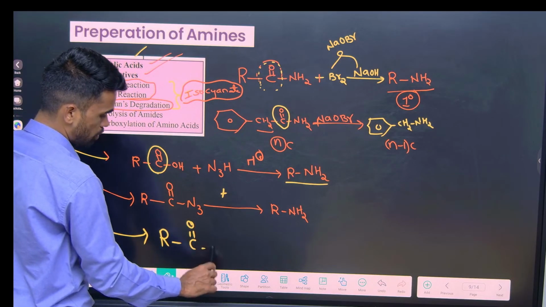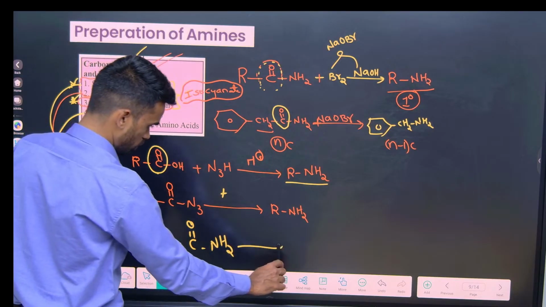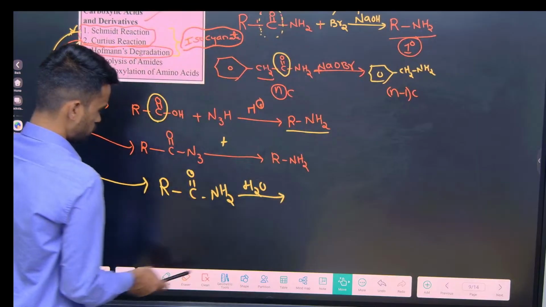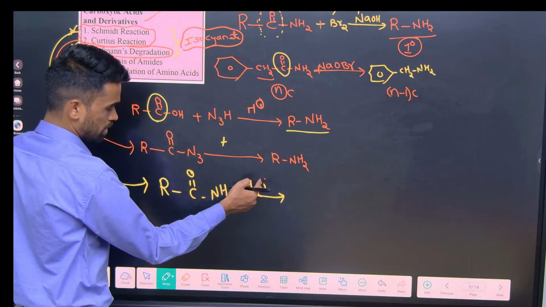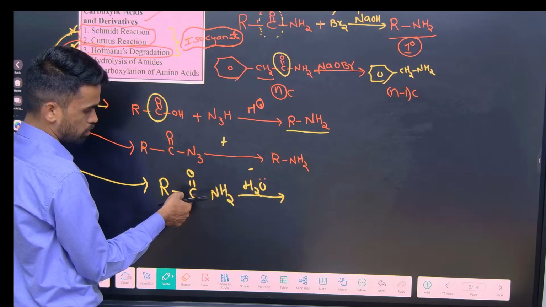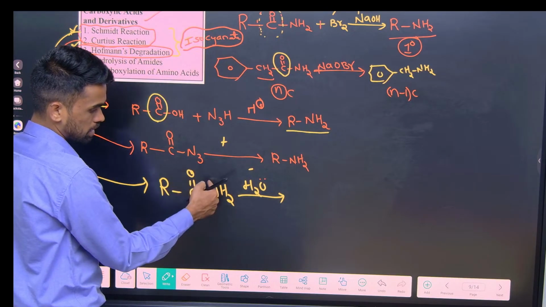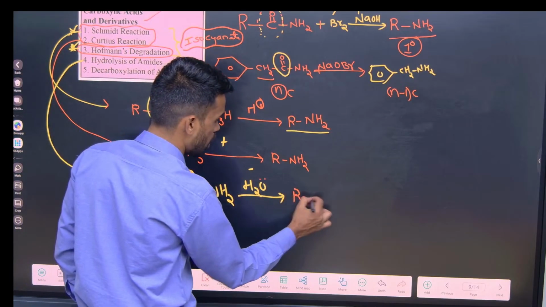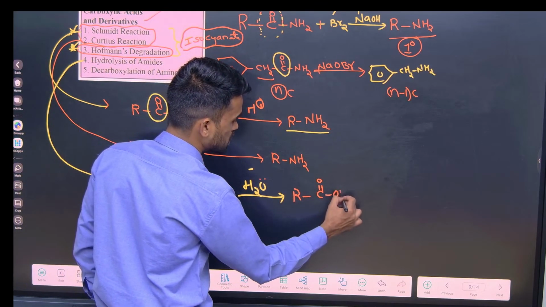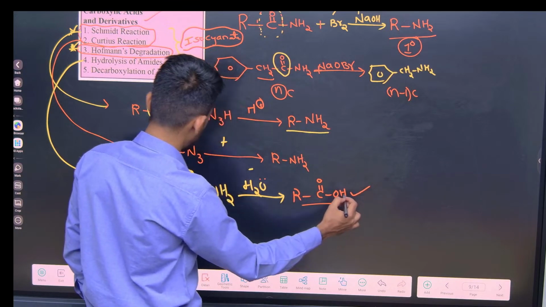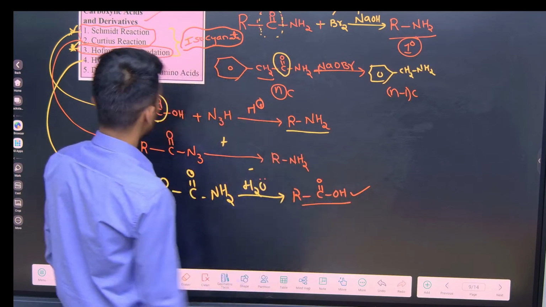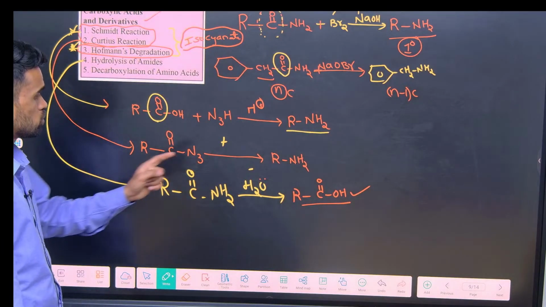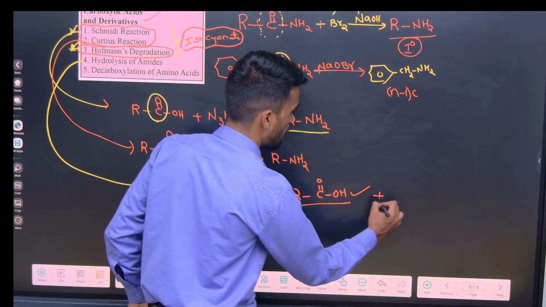What is this? You take amides and add water. What happens? Here the water molecule acts as a nucleophile and attacks the carbonyl carbon. NH2 comes out along with hydrogen as ammonia gas, so you get RCOOH, carboxylic acid, as the final product. So hydrolysis of amides gives you carboxylic acids along with ammonia gas.